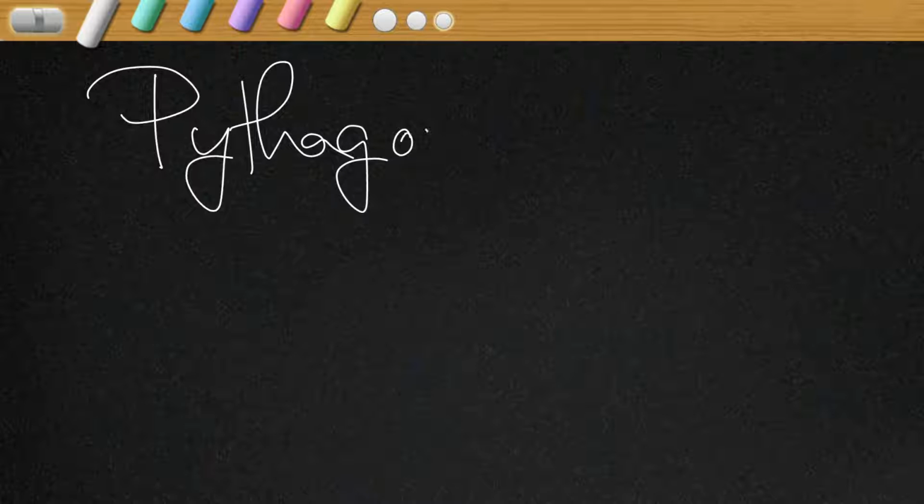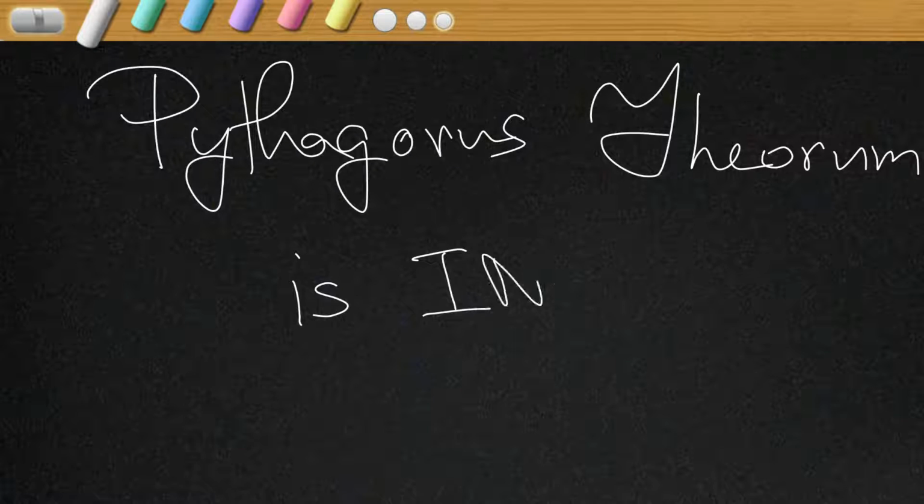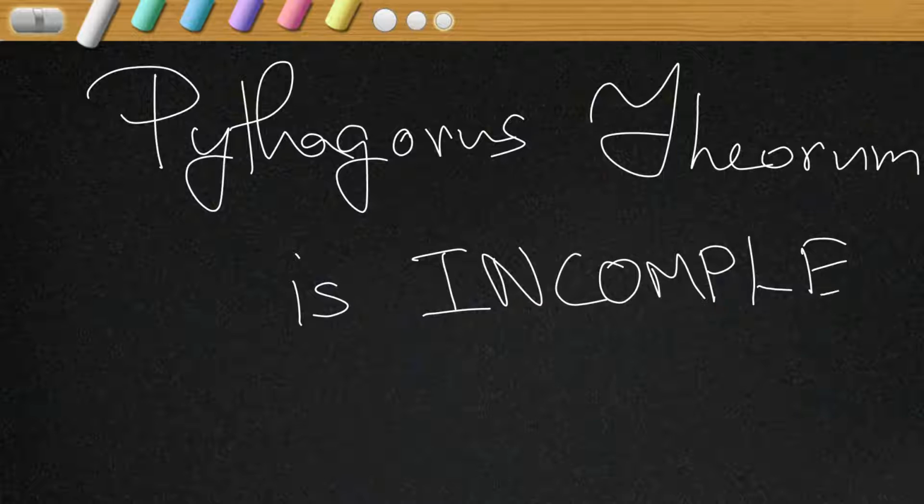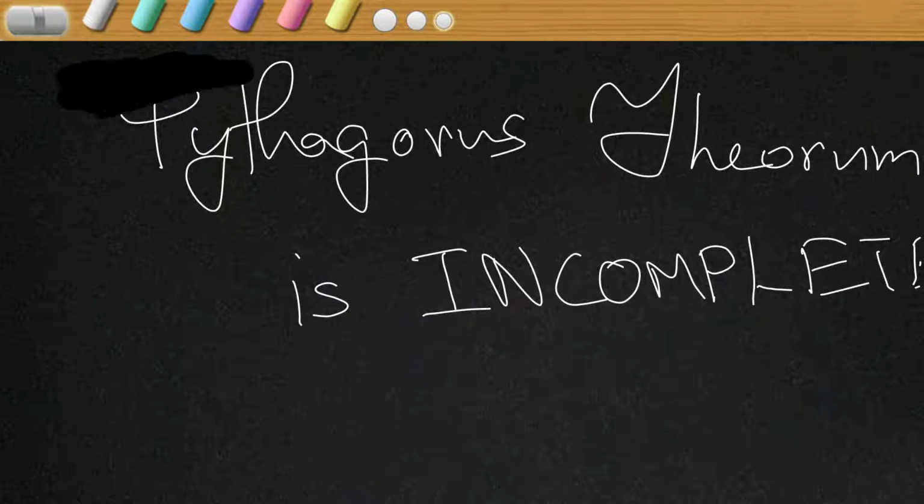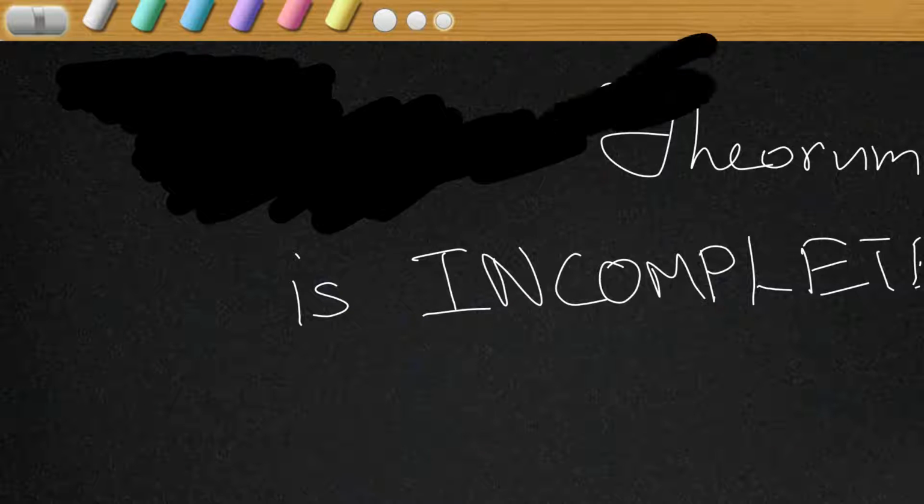So what I'm going to teach you is how Pythagoras theorem, yes, theorem, is incomplete. Yeah, you heard me. Pythagoras theorem is absolutely incomplete, absolutely utter phony. What we've learned, and let me show you first.